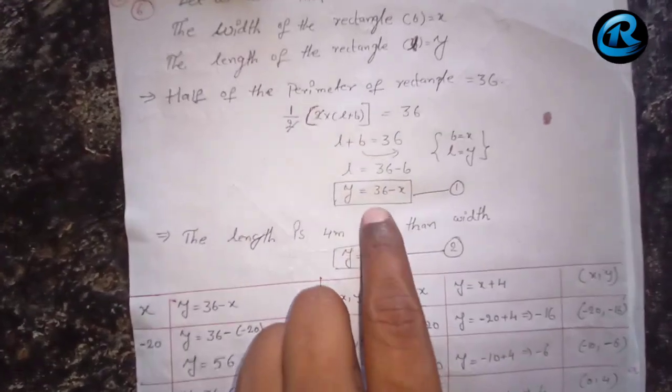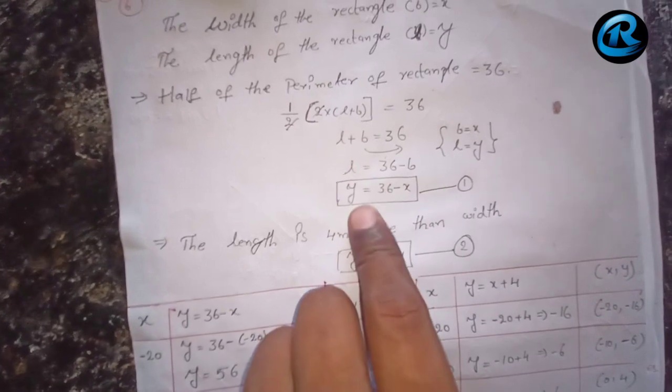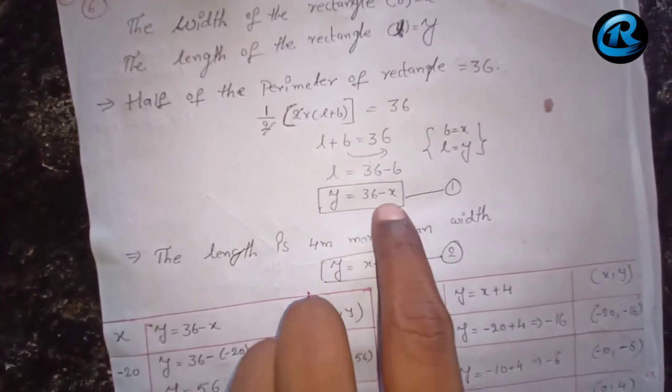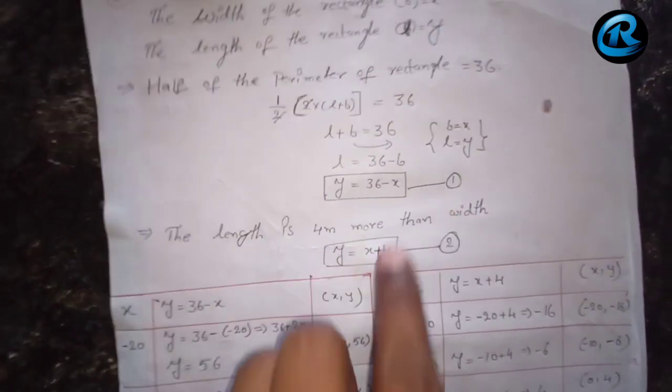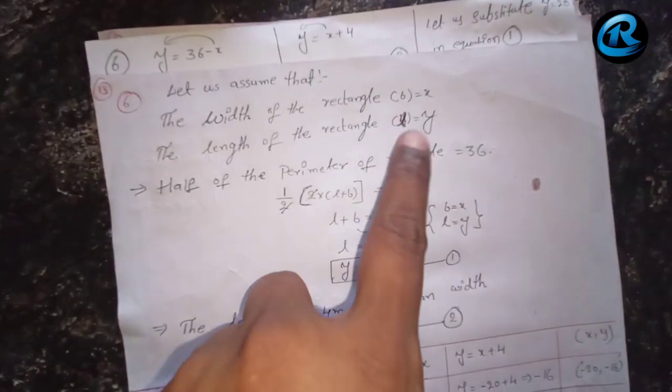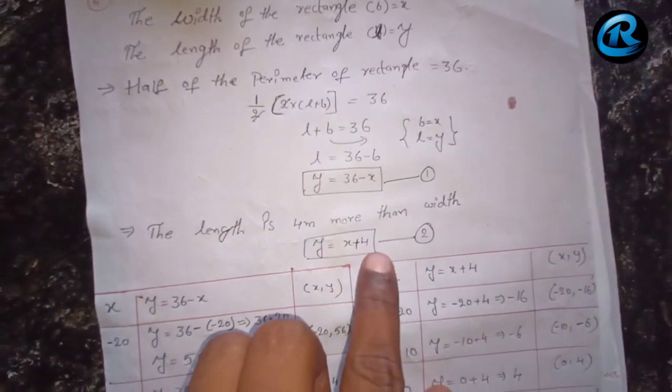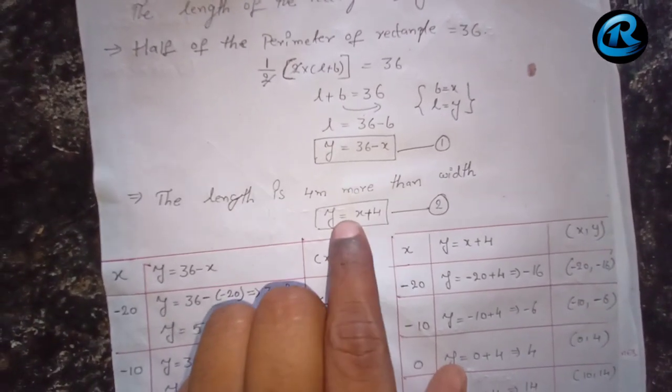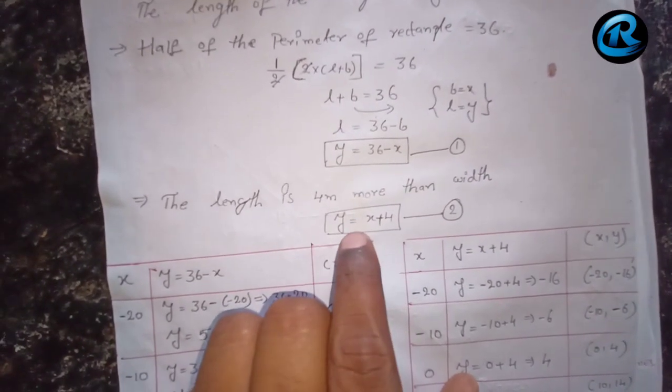So I have taken in terms of x and y. So l equal to y, b equal to x. Then 36 minus x, this is equation number 1. Then the length is 4 meters more than width. The length is what here? Y. The y is 4 meters more, so plus 4. Then width x. So y equal to x plus 4. This is equation number 2.